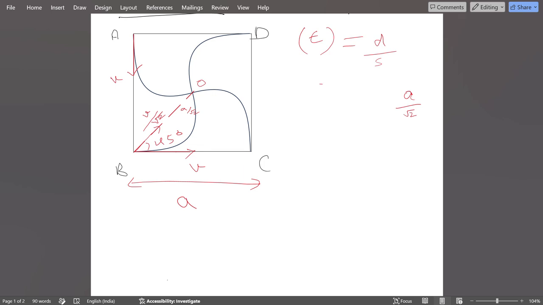Of course, so when you put it in the formula, a upon root 2 upon v upon root 2 gives us a upon v. So the time is a upon v.